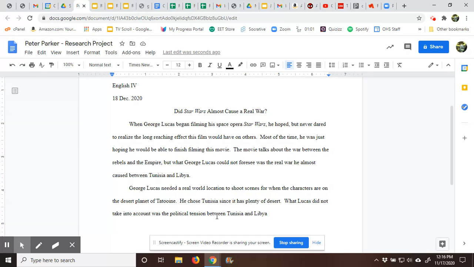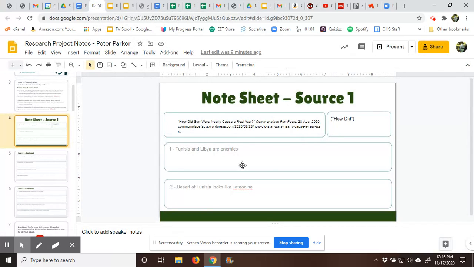And then I want to talk about how Tunisia and Libya are enemies. So I put they had political tension because I was trying to sound a little fancy, right? But now I've got to give credit to that source. So before I hit a period to end that sentence, I'm going to hit space. I'm going to look at my notes.